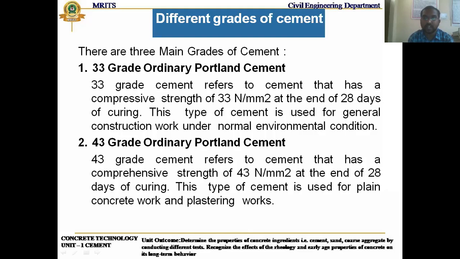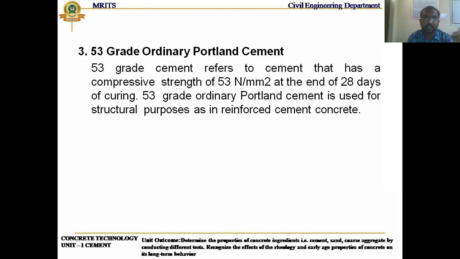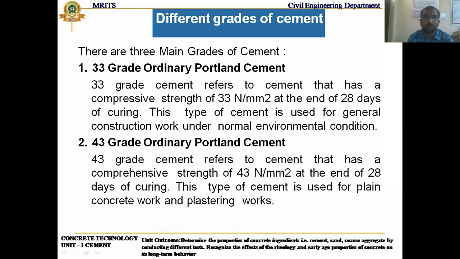And next one is the different grades of cement. There are three main grades of cement: 33 grade, 43 grade as well as 53 grade OPC, ordinary Portland cement. A 33 grade OPC cement is a cement which will give a compressive strength of 33 Newton per mm square at the end of 28 days of curing. If the cement gives a compressive strength of 33 Newton per mm square, we can call it a 33 grade OPC. This type of cement is used for general construction, and for normal environmental conditions, we can go for using 33 grade OPC cement.